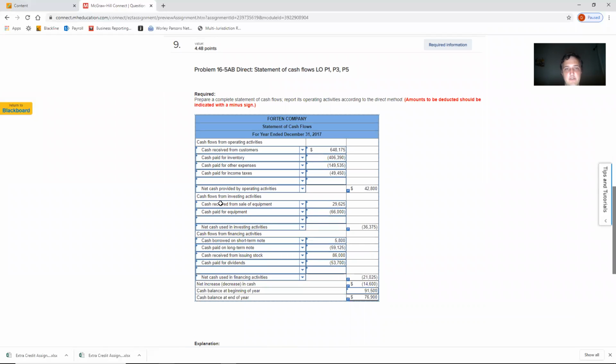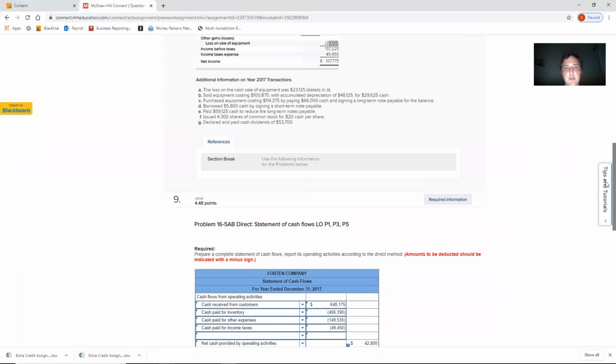So we go into our investing activities. We have cash received from sales. That number had to be given to us.